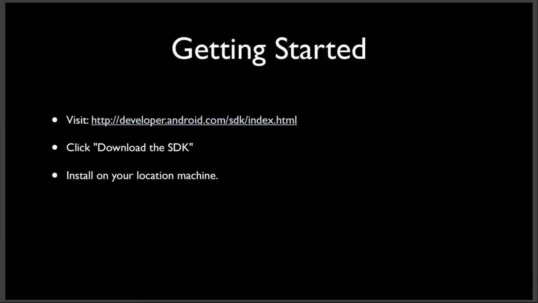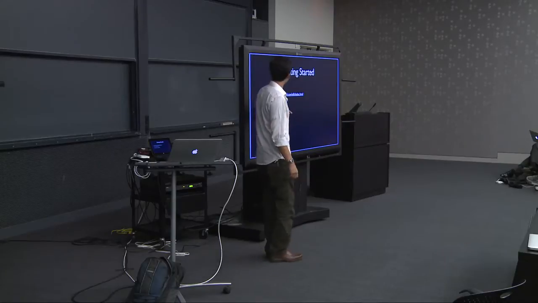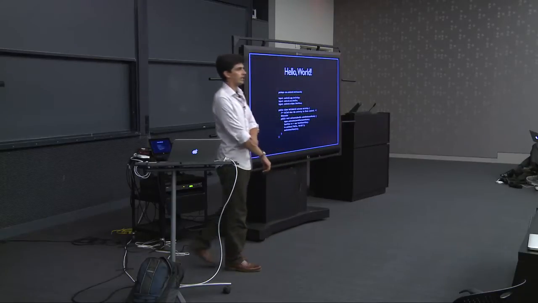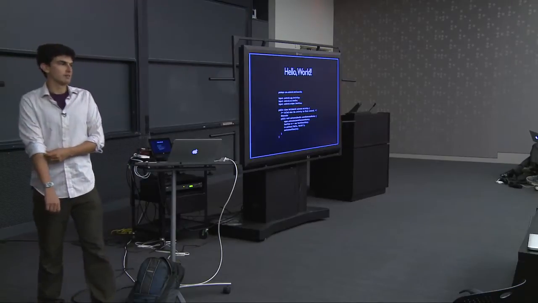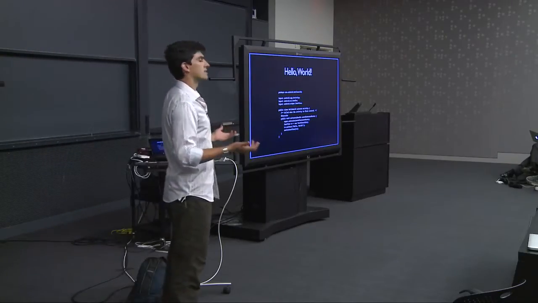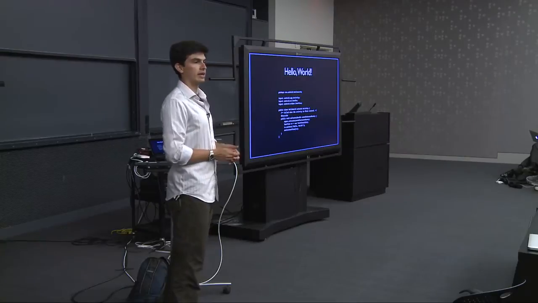So again, if you're interested in this, go to the website, developer.android.com/SDK/index. Download the SDK, and that's it. You pretty much can get started with it right away. So from here, how do we actually create an application? Well, of course, the Hello World app is the simplest thing that we can do to actually create an application.